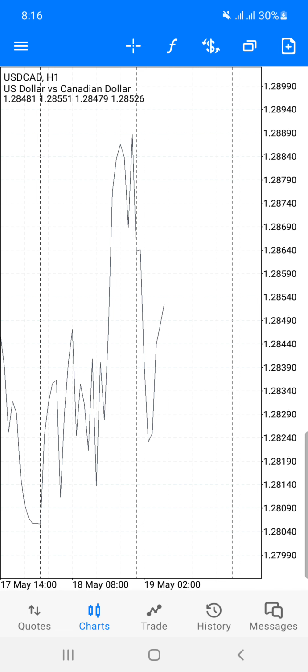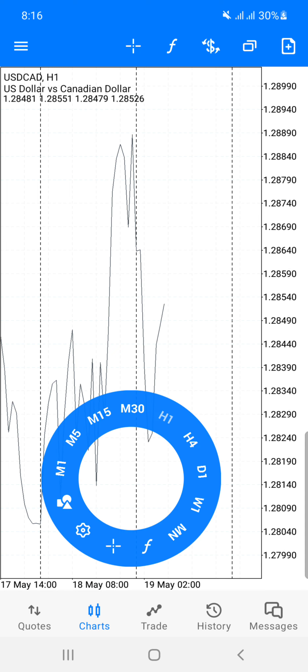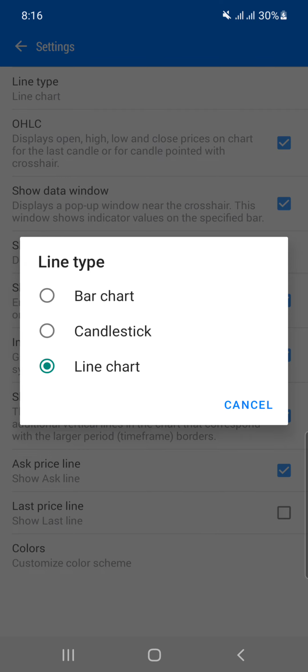Now let's switch back to candlestick chart. So I'll show you why it's important to draw your support and resistance with a line chart, because once you are in line chart, those wicks, those shadows will not show. So let's switch back to candlestick charts.